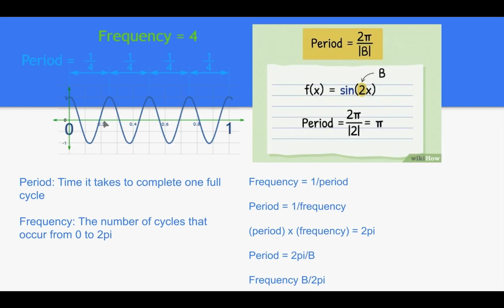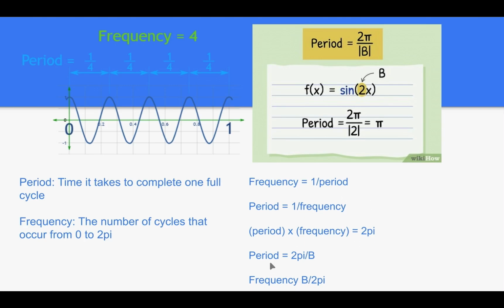As we can see here in our cosine graph, this is one full cycle. But then the frequency is the number of cycles that occur from 0 to 2 pi. So this is 1, this is 2, this is 3, and this is 4. And that's your frequency. Now, a way to calculate this is frequency is typically 1 over the period, and the period is equal to 1 over the frequency. So as long as you know one, you can solve for the other, because you have an equation here that says the period times the frequency is equal to 2 pi. So as long as you know the period or the frequency, you'll be able to solve algebraically.